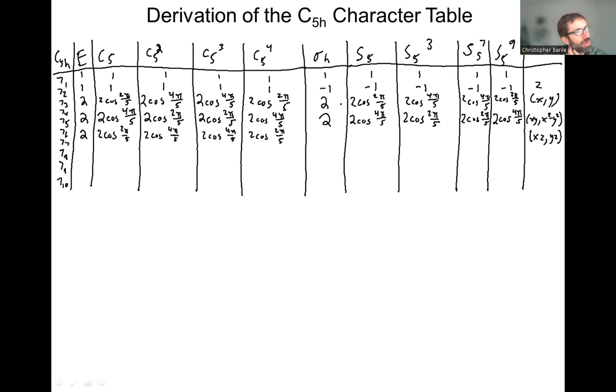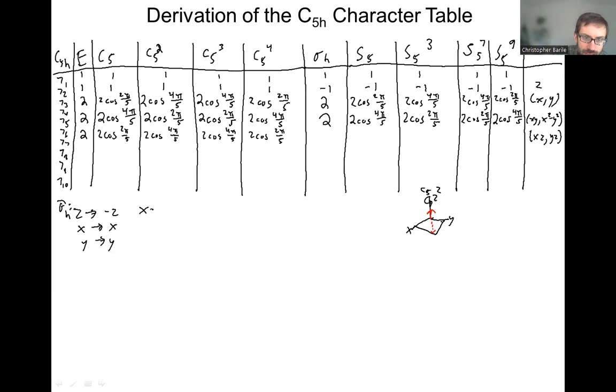Now, things are going to change when we get to sigma h. For sigma h, we have a negative one there, right? So that means z went to negative z. If you recall, x went to x and y went to y. This is for sigma h. Remember, sigma h is in the xy plane. It's perpendicular to our principal rotation axis, our C5. So x and y are in the mirror plane here if this is x, y, z. And so if we have a vector z, it flips down to negative z, and x and y stay the same because they're in the plane.